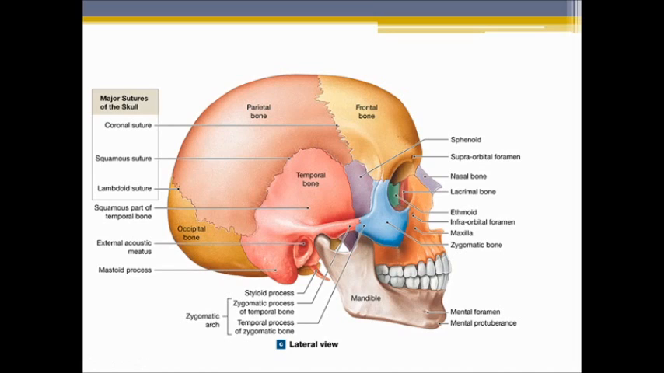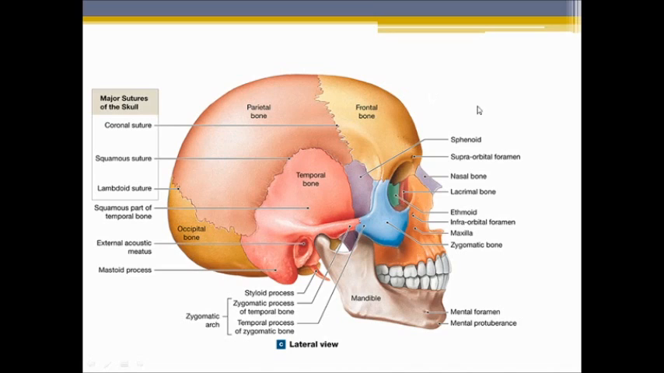From the lateral, you can see the mastoid processes here. The external acoustic meatus is the hole that goes into your ear. The styloid process. Anytime you see styloid, that means pointy. So it's this pointy process that comes off the temporal bone. Of the zygomatic arch, you have the zygomatic process of the temporal bone and the temporal process of the zygomatic bone. So the temporal process goes toward the temporal bone, zygomatic process goes toward the zygomatic bone.